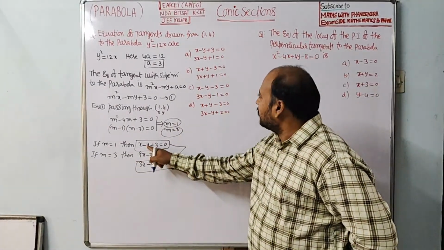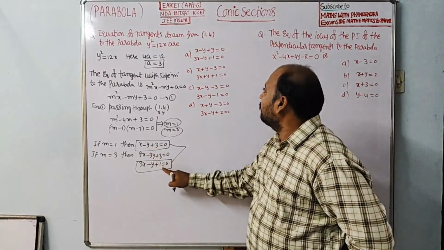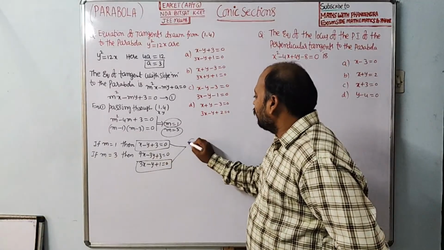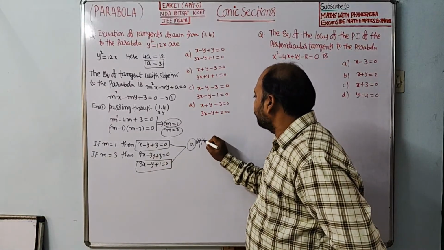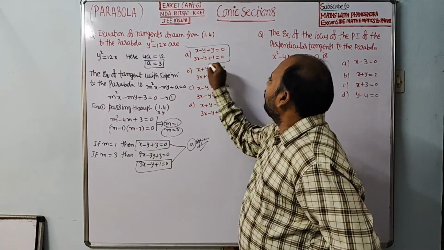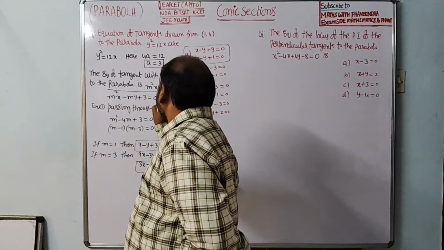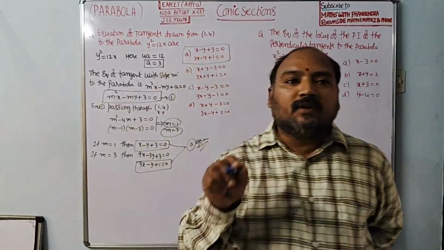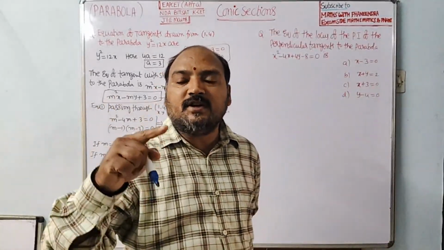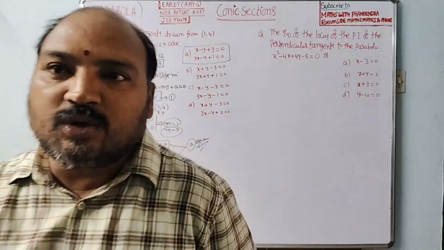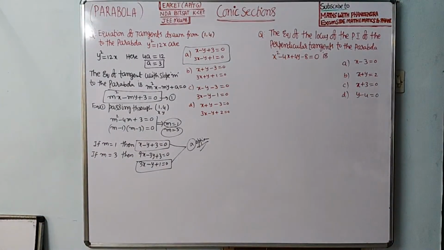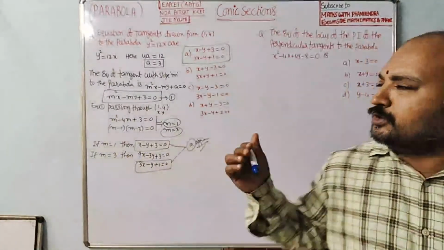So these values, x minus y plus 3 and 3x minus y plus 1, are there in the first option, dear students. I hope everyone understands that. This is the standard formula regarding the equation of tangent with slope m to the parabola y square is equal to 4ax. Okay. Now move to another question.